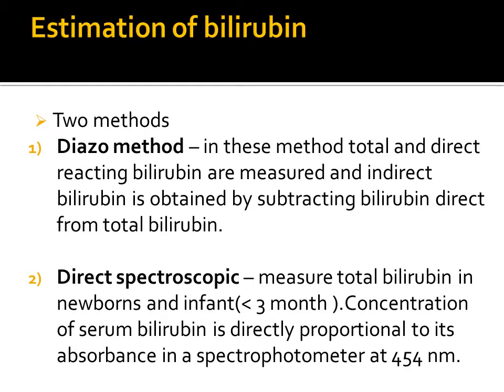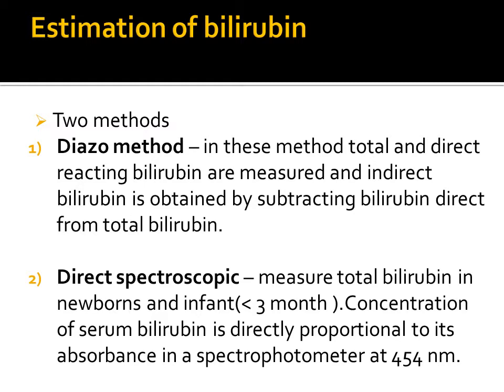Now how do we measure the bilirubin? There are two methods, the diazo method and direct spectroscopy. In the diazo method, we have to collect the blood into a plain vacutainer because we need the serum. It will measure the total and direct bilirubin, and we will detect the indirect bilirubin by subtracting direct from the total bilirubin.